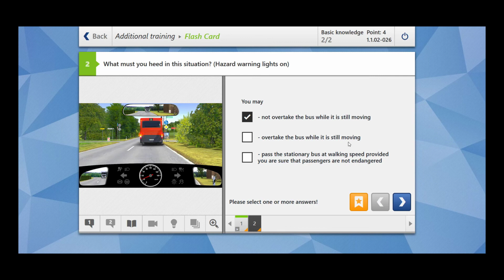You may overtake the bus while it is still moving. No, you cannot overtake the bus when the hazard lights are on. You may pass the stationary bus at walking speed, provided you are sure that passengers are not endangered. This is correct. Hazard warning lights are on, bus has come to a stop, then you are allowed to pass the bus. But you have to be sure that passengers are not endangered.